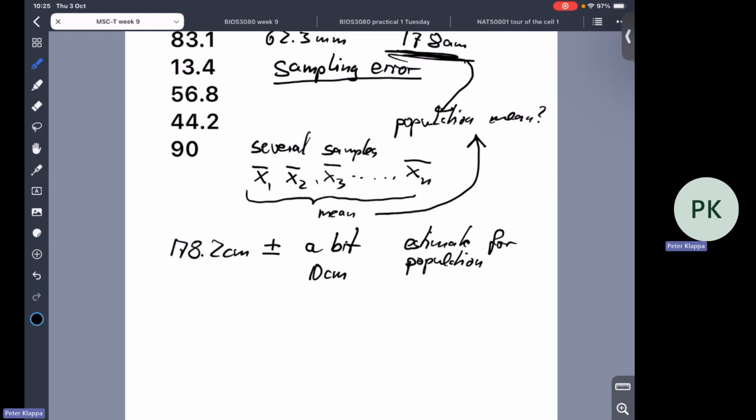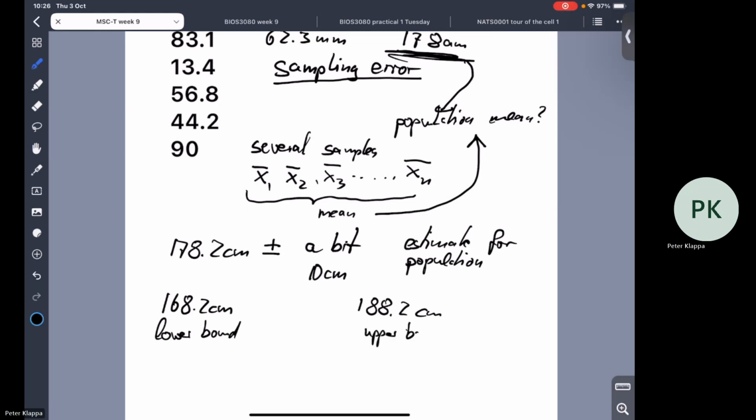So I think the population mean is between 168.2 centimeters and somewhere 188.2 centimeters. This is called the lower bound. This is the upper bound. And this 10 centimeters here, this is actually called the margin of error.